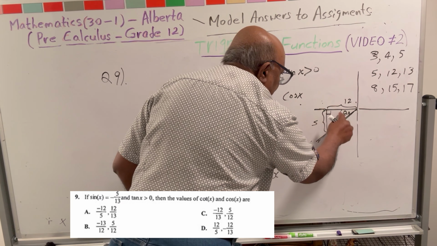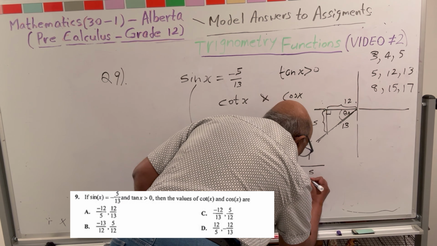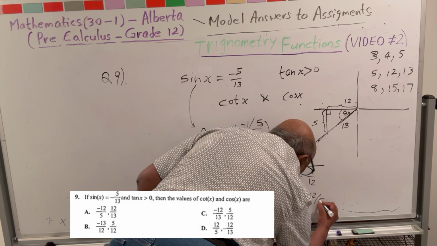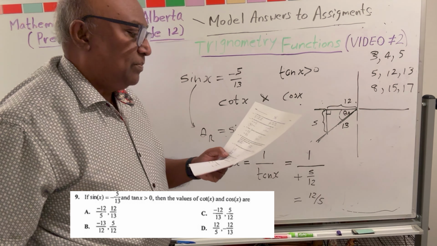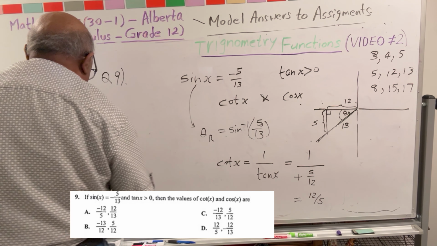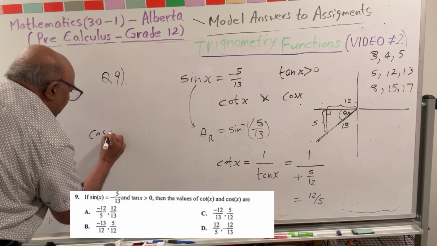Okay, let's read tan theta directly. 5 upon 12. This will become 12 upon 5. That is cot x. Now cos x. That is easy to read.